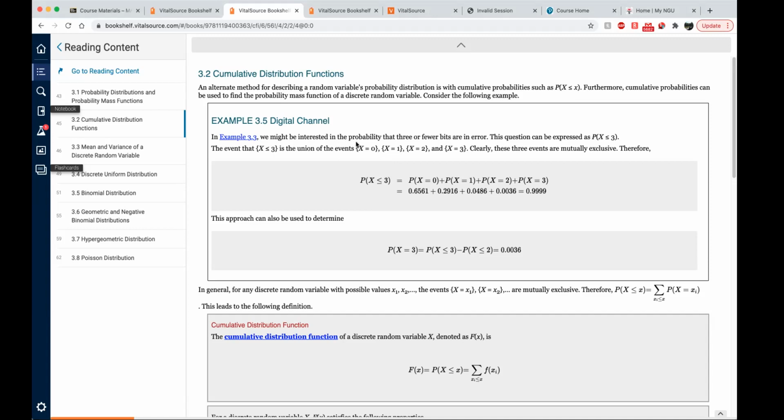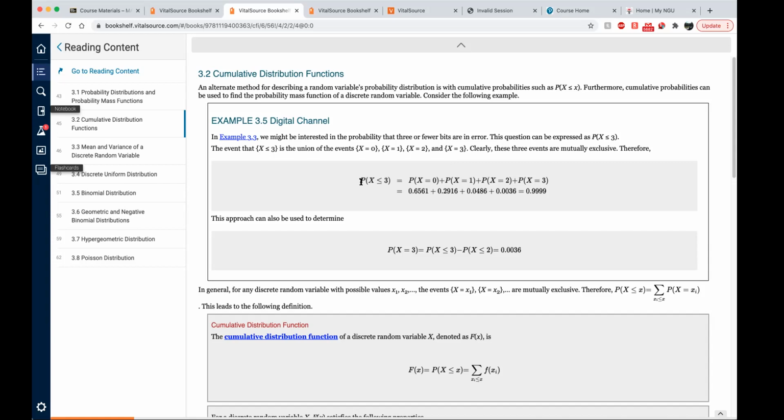You might be interested in the probability that 3 or fewer bits are in error. That means starting from 0 bits in error up to 3 bits in error, right? So P of x, the probability that x is less than or equal to 3, equals what? P of x equals 0 plus P of 1, P of 2, P of 3.